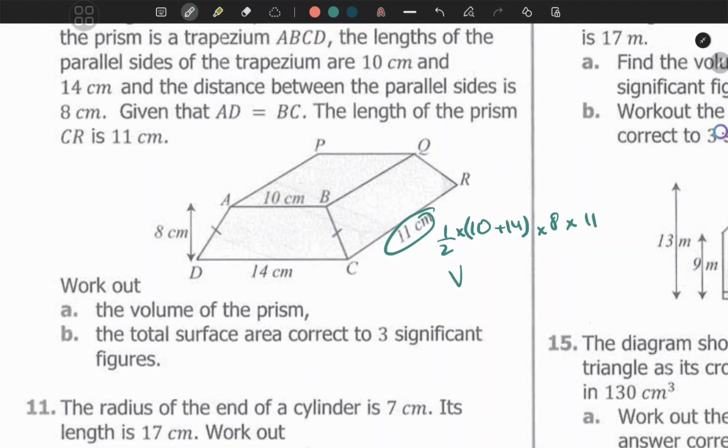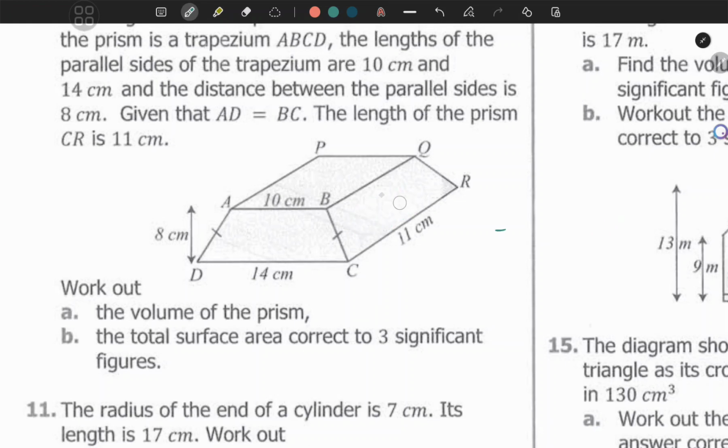Now when we're looking at the surface area, again, what do we do for surface area? We have this length, right, which is going to be mirrored on this side.